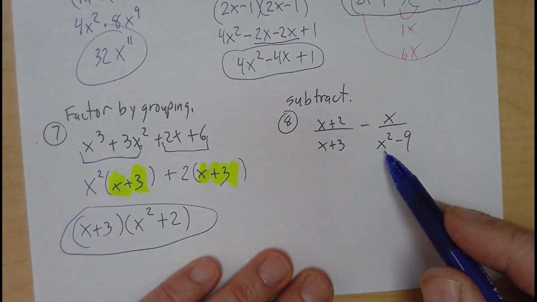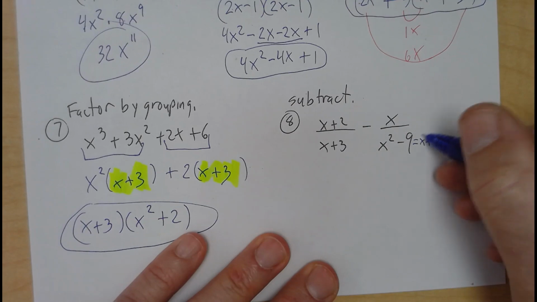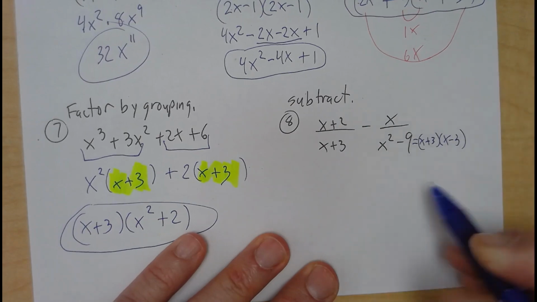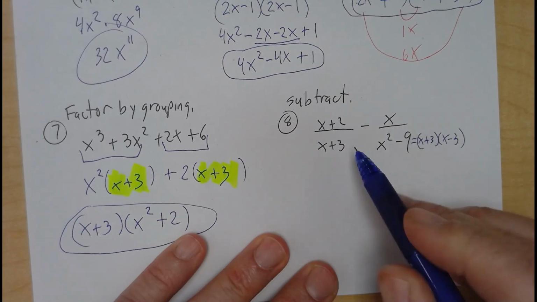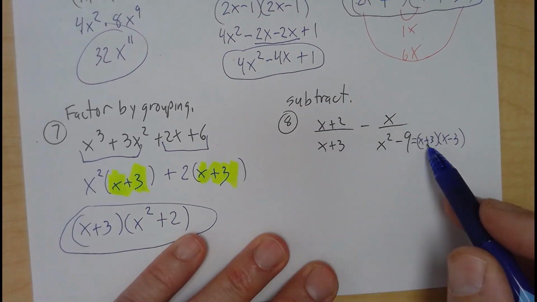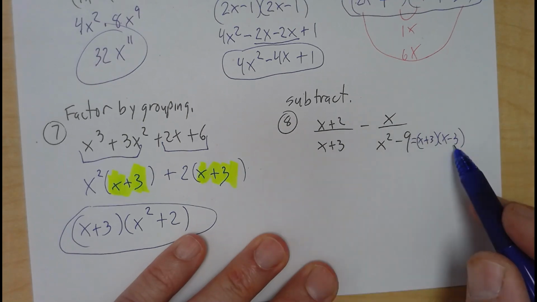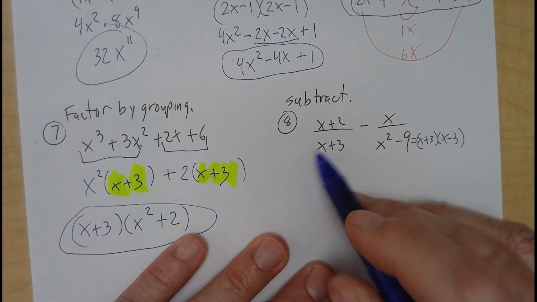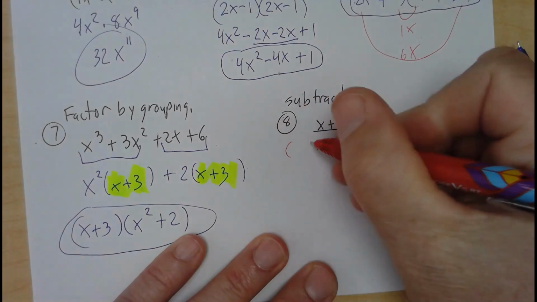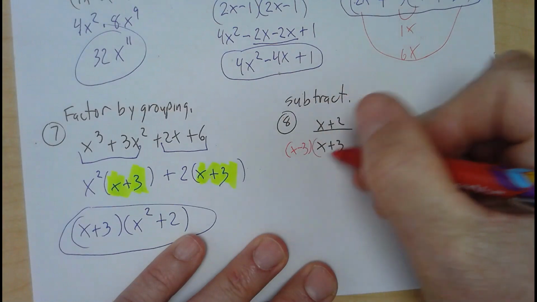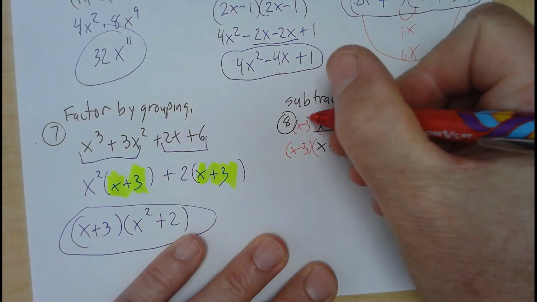This, however, is the difference of 2 perfect squares. This factors into x plus 3 times x minus 3. So when we look at the denominators here, they have to be the same. This one has an x plus 3, this one has an x plus 3, this one has nothing. Oh, this one has an x minus 3, but this one doesn't. So we're going to multiply the bottom of the fraction, the denominator part, by x minus 3. We do the same thing to the top, the numerator, x minus 3.